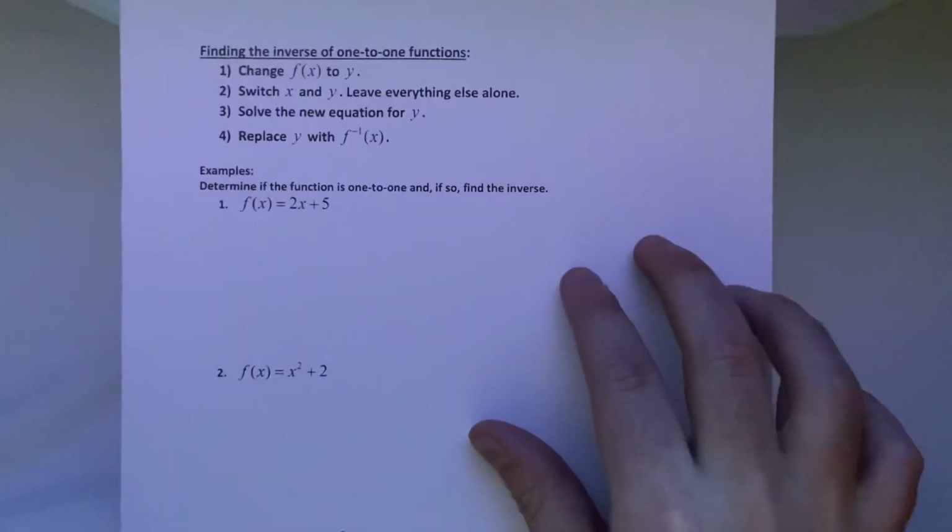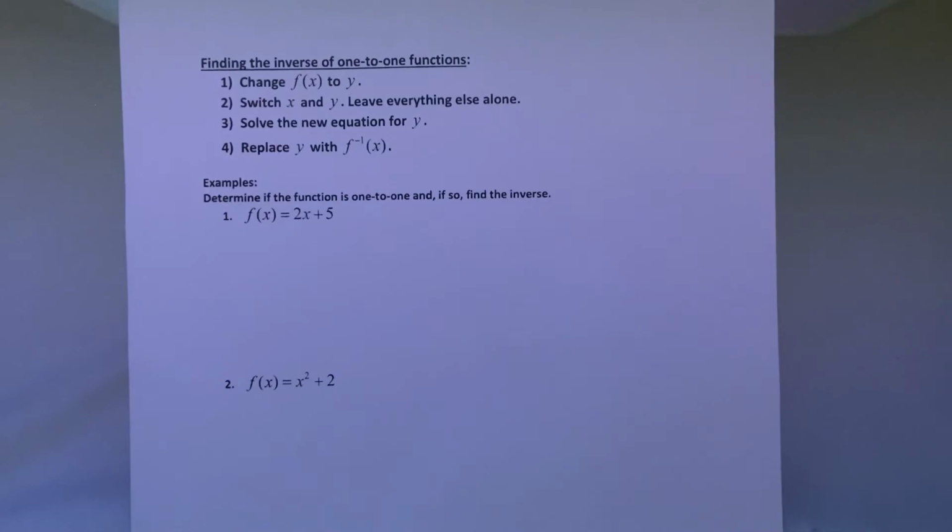Even though this is a good property of inverses, being able to find the inverse itself is a better skill. So to find the inverse of a one-to-one function, you change f of x to y, and you switch the x's and y's, and then you have to solve the equation for y and replace it with f inverse of x.